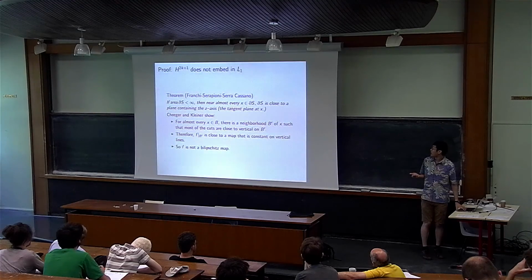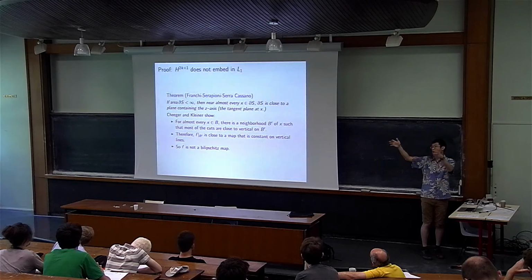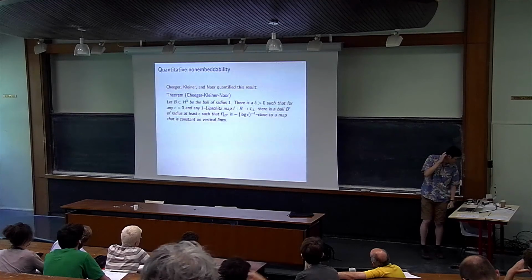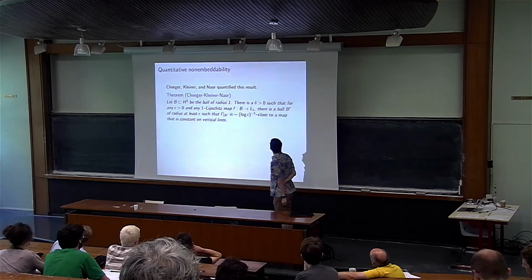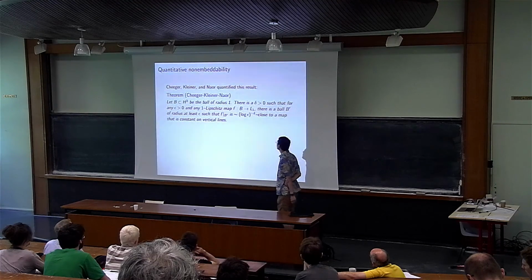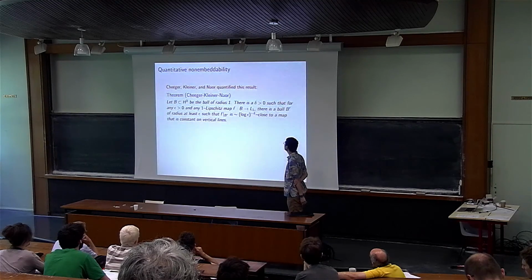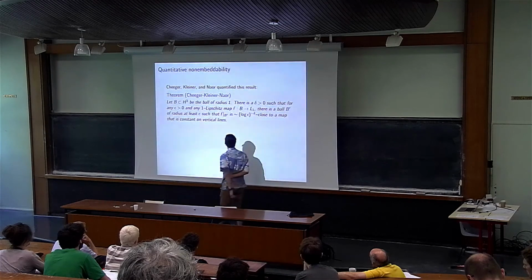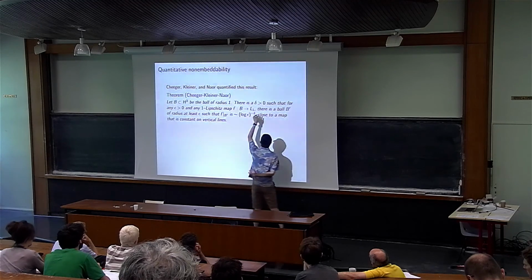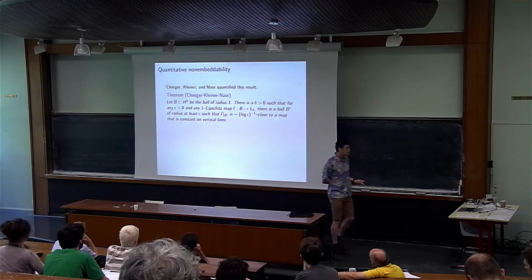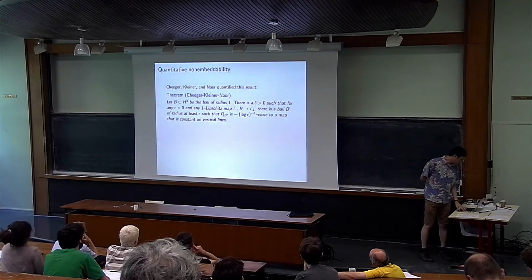This is not quantitative because this rectifiability result is not quantitative. We have no information on how small a ball we have to take before we get closer and closer to a vertical tangent plane. But Cheeger and Kleiner and Naor made this result quantitative. They showed that if you start with a ball of radius 1, then there is a delta greater than 0, such that for any epsilon and any one-Lipschitz map F from the ball to L1, there's some smaller ball of radius epsilon, such that the restriction to that smaller ball is about log epsilon to the minus delta close to a map that's constant on vertical lines. And so this gives a quantitative version of the previous result.